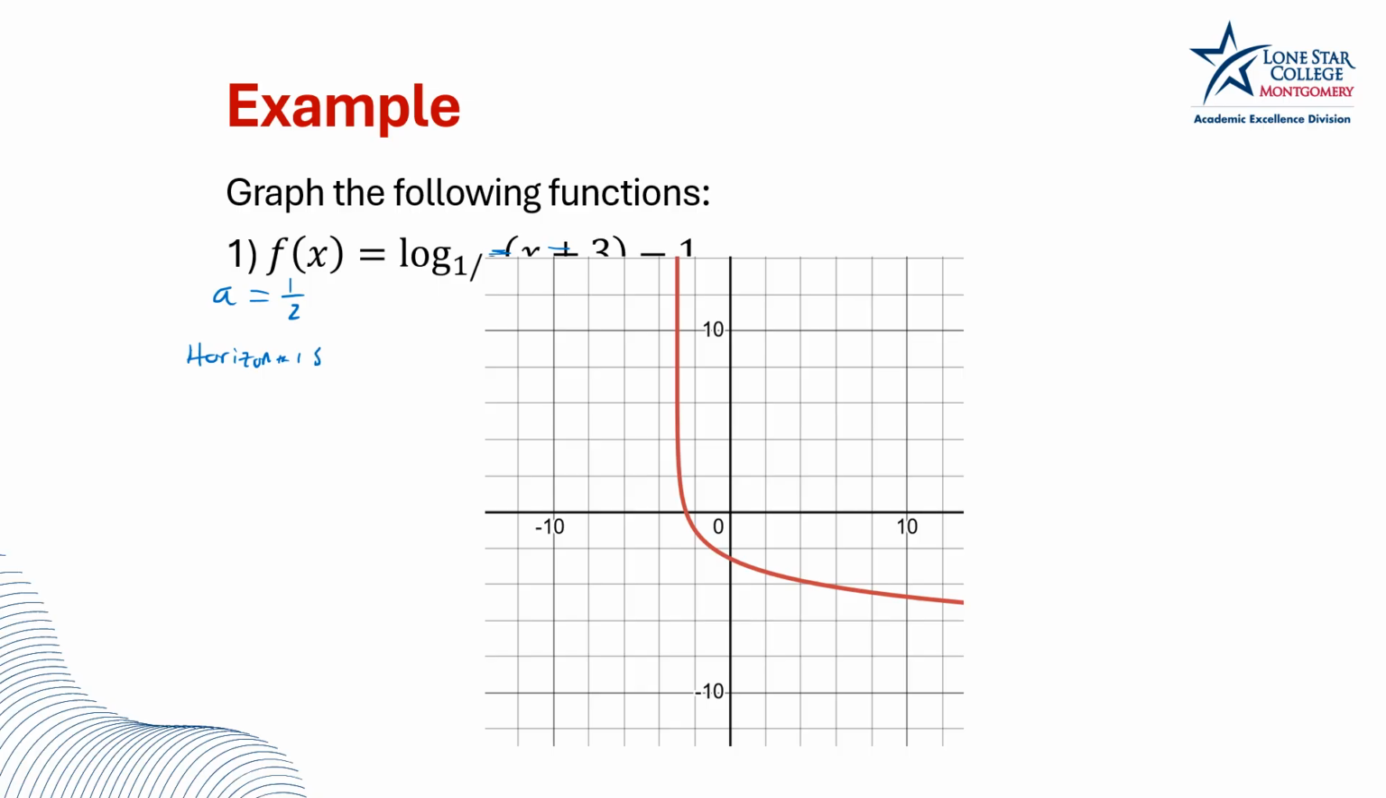And because it's a plus 3, it actually shifts to the left 3. And then we have a minus 1 on the outside, and that would be a vertical shift. That would be taken at face value, so it would just be down 1. As shown in our graph here, our graph is being moved to the left 3 units, and it's moving down 1.